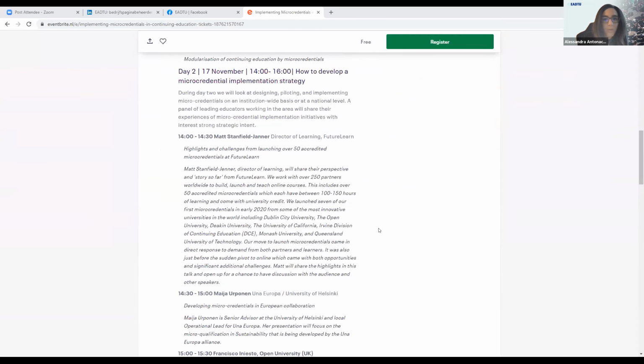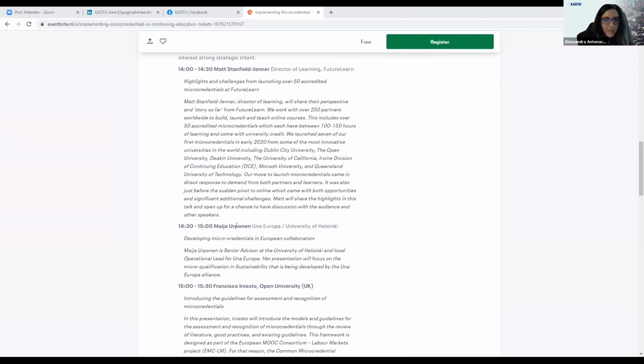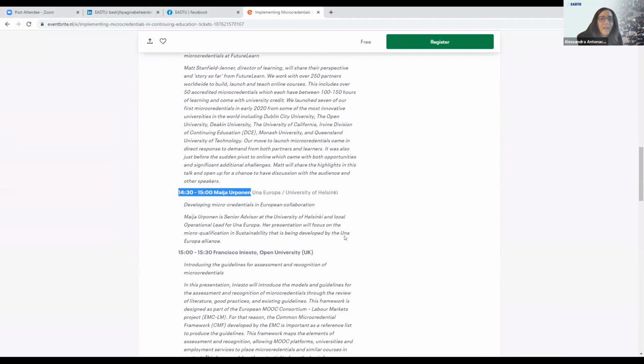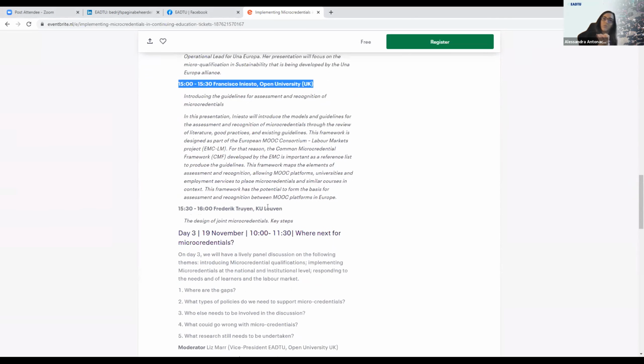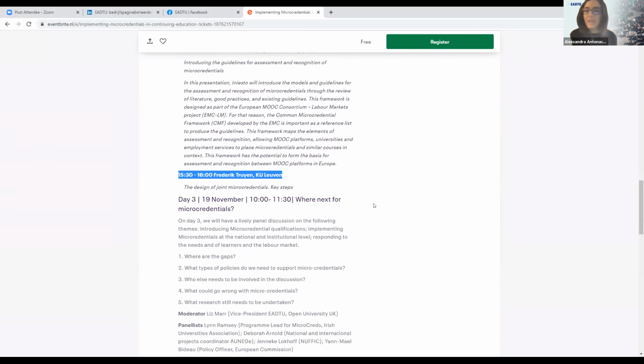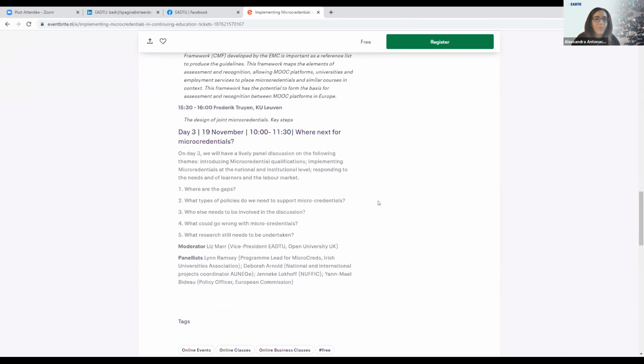So for tomorrow morning, we have Matt Jenner from FutureLearn that is going to present. Then we have a representative of Una Europa, Maija Urpanen, and Francisco Iniesto from OU UK, and Frederik Truyen from Leuven, who will present a practical approach and a practical lesson learned from a micro-credential. And the last day, which is not the least important, will be the final panel session. It is on November 19th. So you have a day of stop and then we come back, and it will be moderated by Liz Marr.